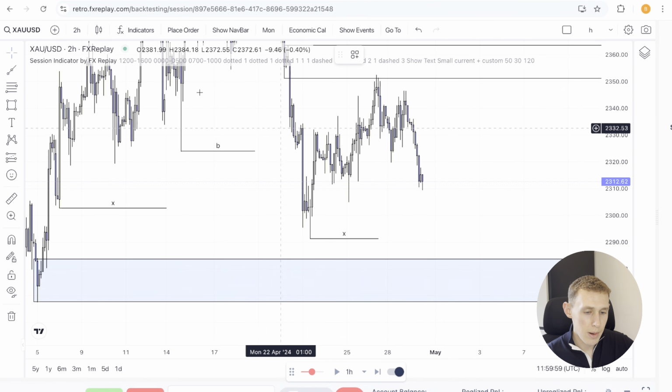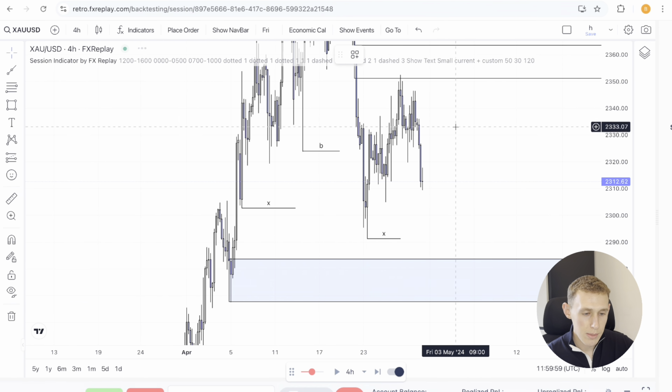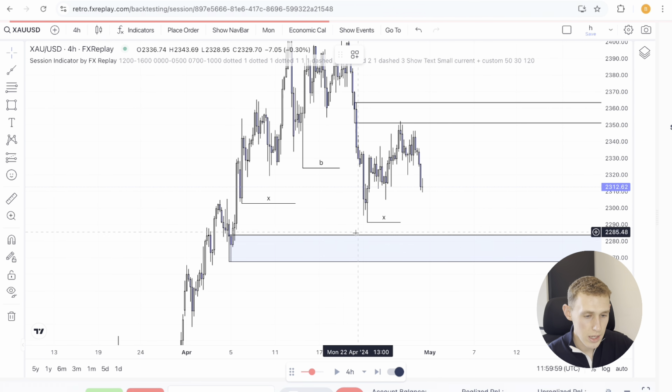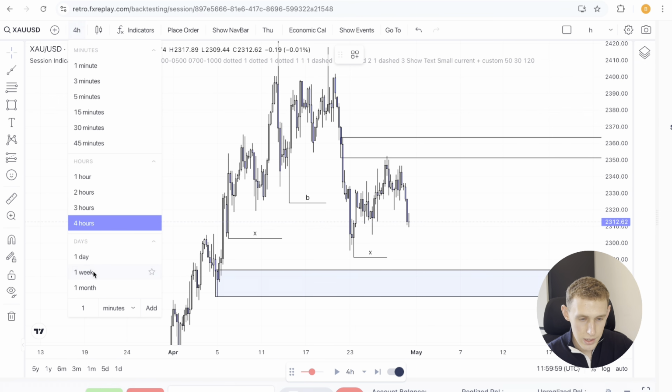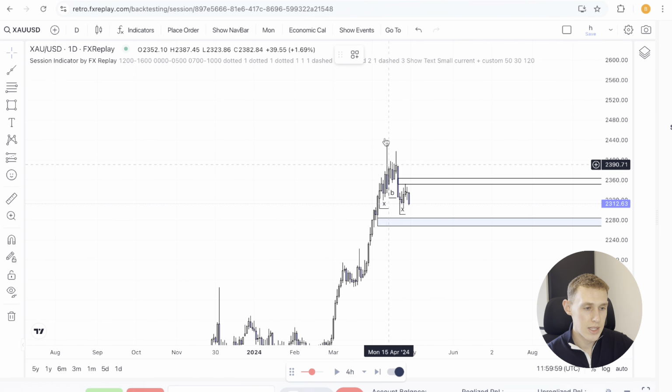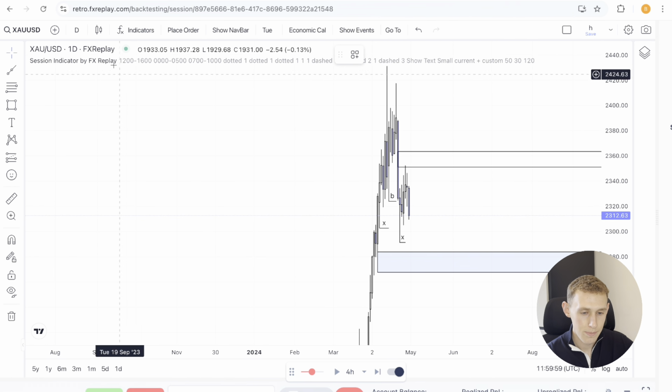And then if price does sweep this low, we still have an area of demand just below it where we could see the overall daily trend continue, because still on the daily time frame, right, this pullback does look quite corrective. So we could definitely see those continuations come into play.